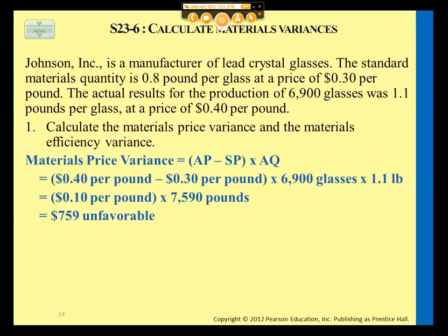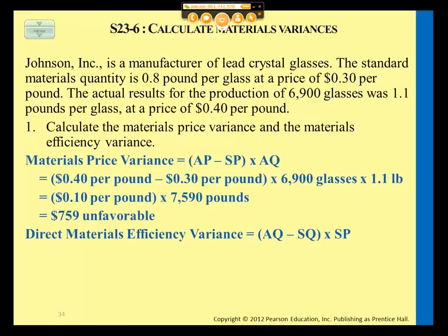My actual is 40 cents. My standard is 30 cents. My actual is greater. All right, so the direct materials efficiency variance is the difference between actual quantity and the standard quantity multiplied by the standard price.